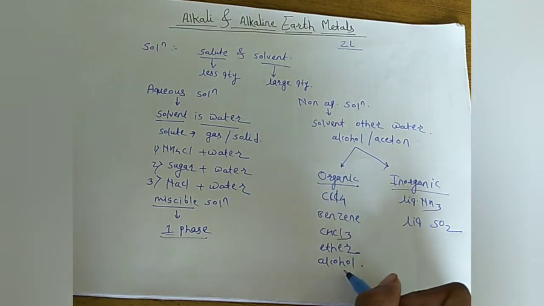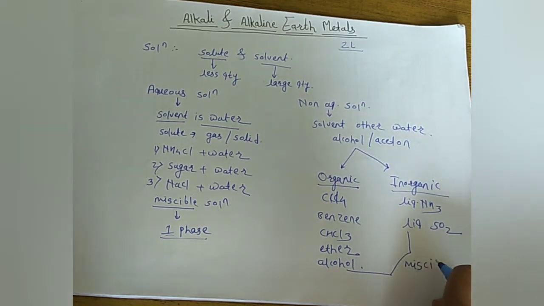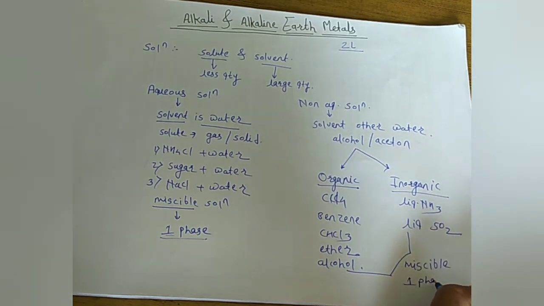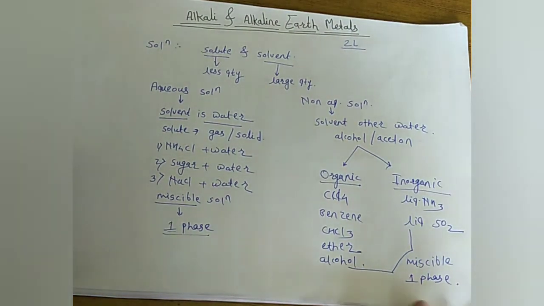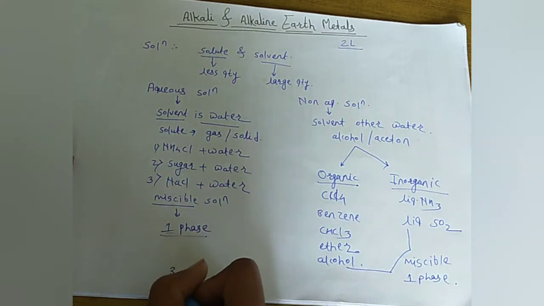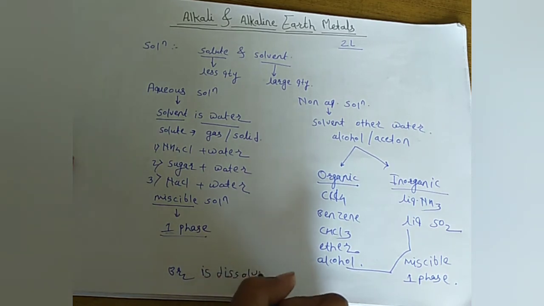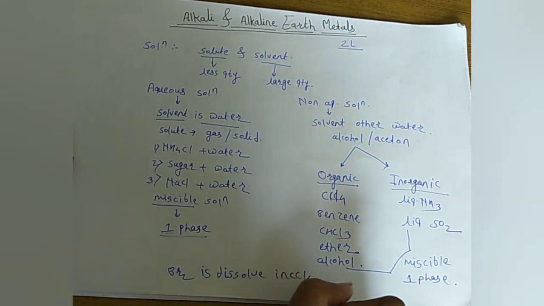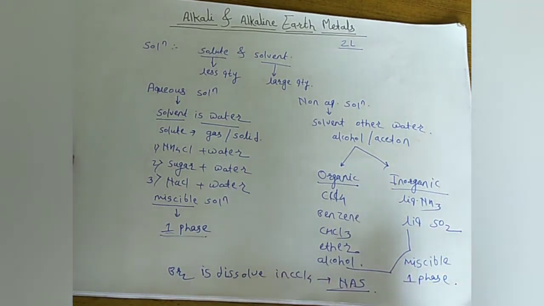In both the conditions, the solution is again miscible, it also generates a single layer, that is one phase. Okay, so again we consider the most popular example of non-aqueous solution, when bromine is dissolved in carbon tetrachloride. Such a solution is a non-aqueous solution.